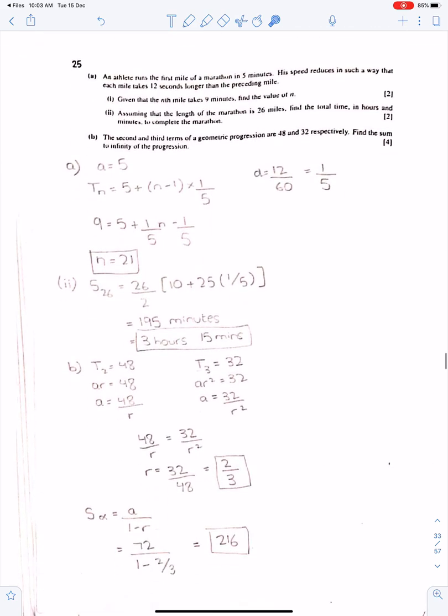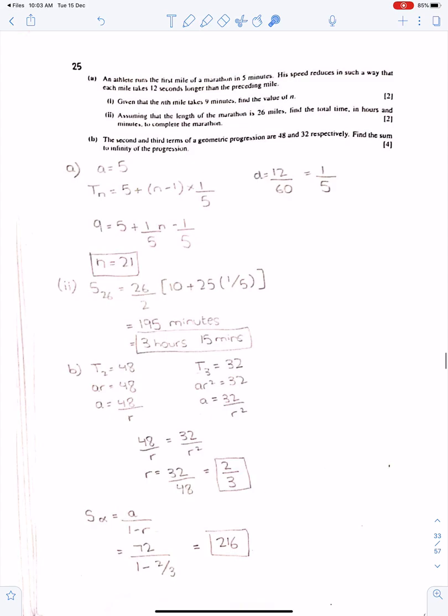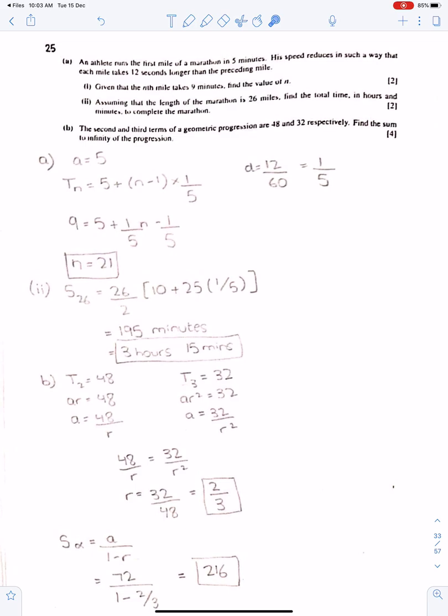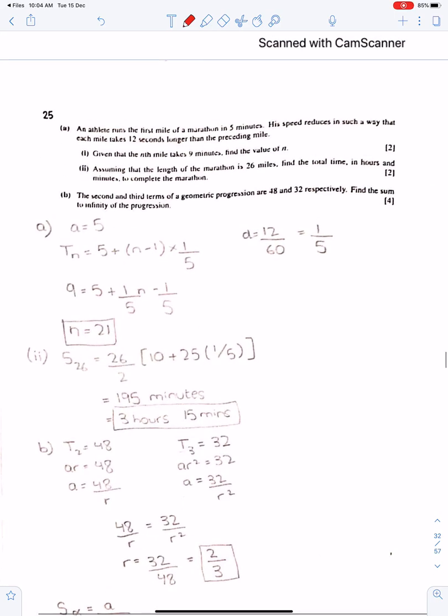This is an important question, and this will be the last question of this class. An athlete runs the first mile of a marathon in 5 minutes. A is 5. His speed reduces in such a way that each mile takes 12 seconds longer than the preceding mile. That means D is 12. So the sequence will be, 5 minutes means 300 seconds, then 312, then 324, and so on.